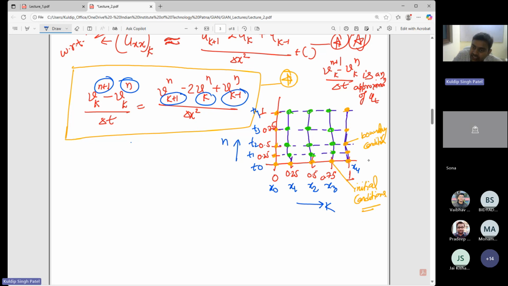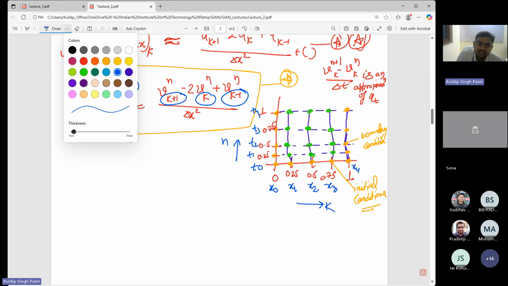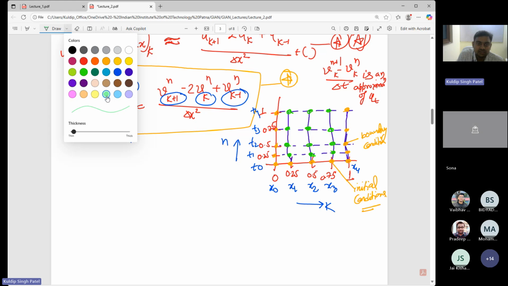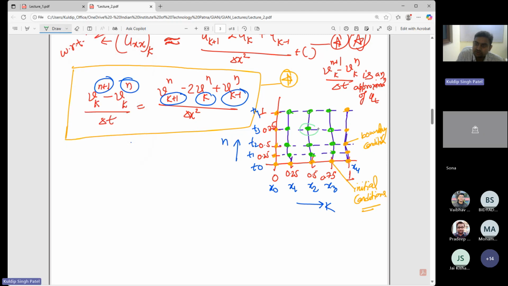Agree? So suppose I need to find the solution at this point. Suppose I want to find the solution at this point. So what would it be? It would be u, where k is 2 and t is 3. How many of you understood?